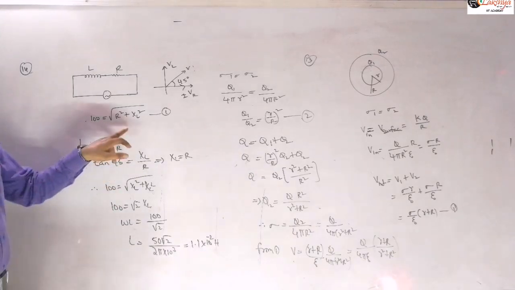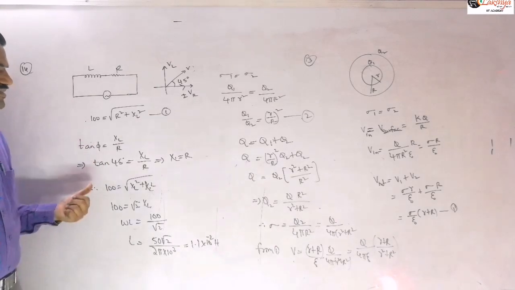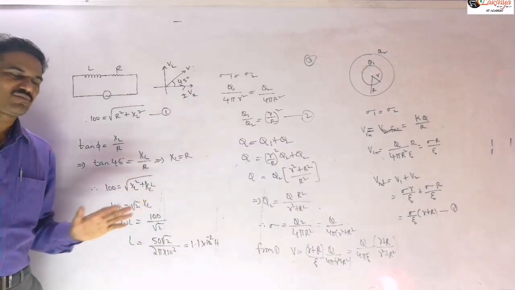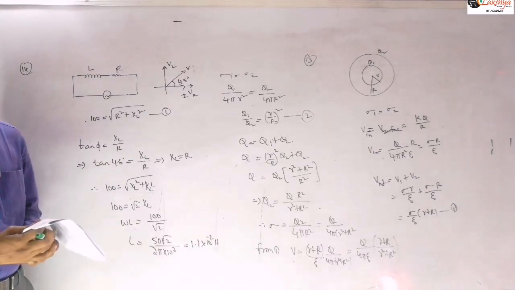So just the reactance of this circuit is given, then we are writing this value, and then the phase difference is given here. So tan phi is equal to XL by R. So with the help of those equations, you can calculate this L value here, right?